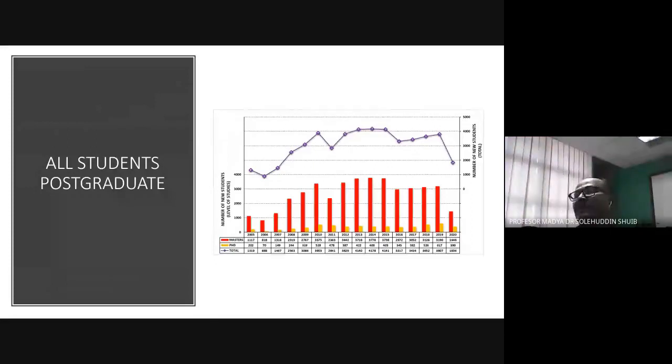You look at the trend for our master and PhD students. From 2016 to 2019, the trend is increasing, but in 2020, because of the situation that we are having nowadays, the number of students is dropping. So we need a lot of initiative to do promotion so that the number of students will be increased.